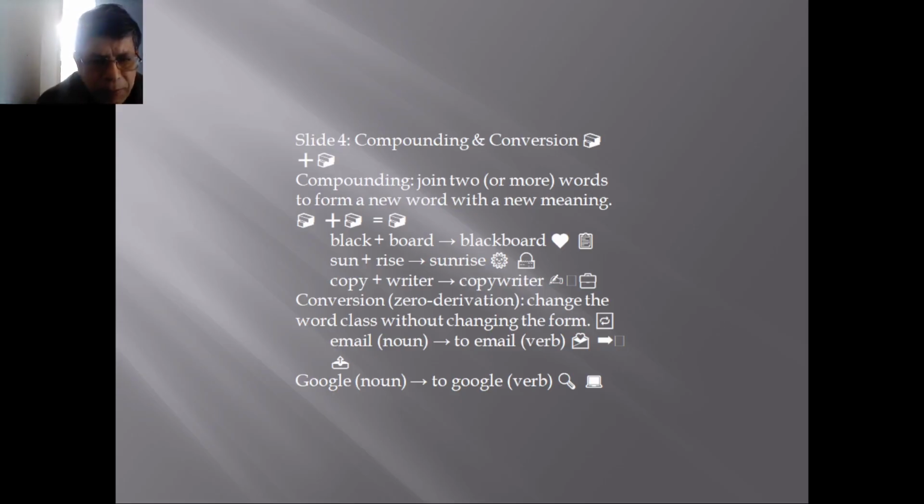Then conversion, which is also known as zero derivation. It changes the word class without changing the form. Email, which is a noun, when we make it a verb, to email means sending an email, so it becomes a verb. Here we do not change the root. Google, which is a noun, to Google becomes a verb. Its class is changed, that is, searching with Google.